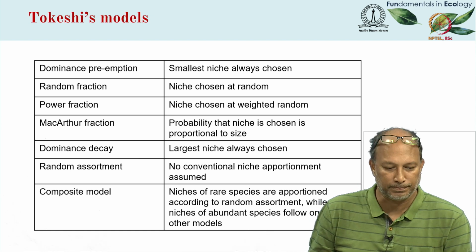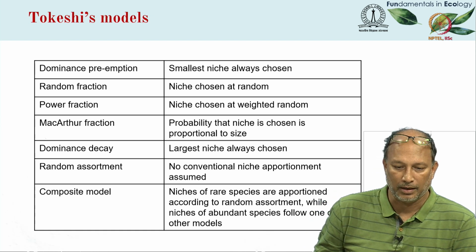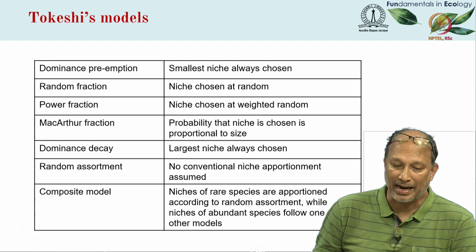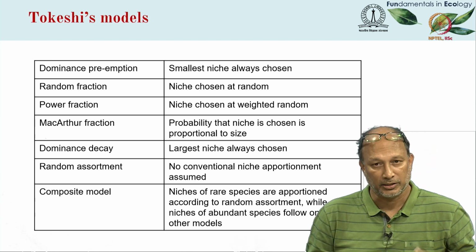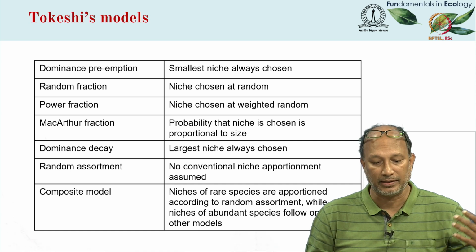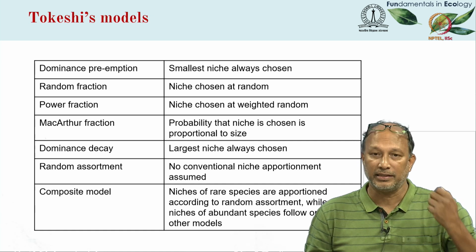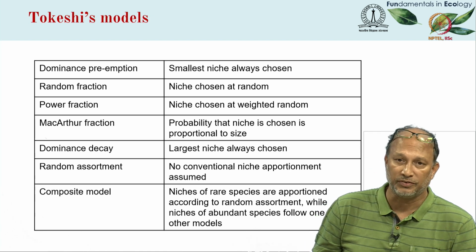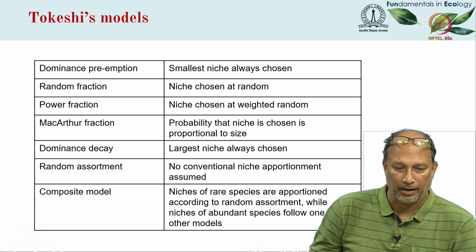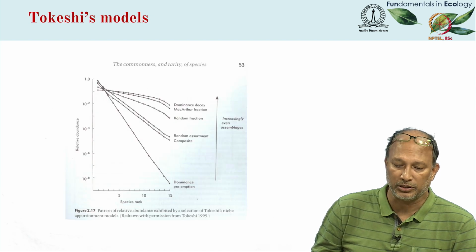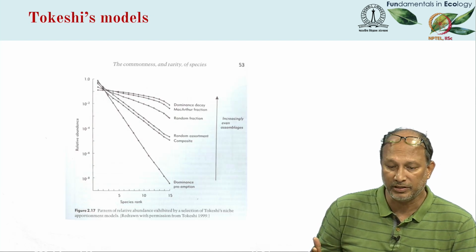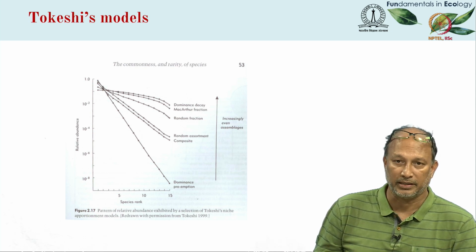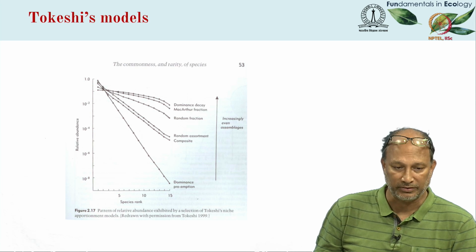So how are these models different from each other? In dominance preemption, the smallest niche is always chosen. In random, a niche is chosen at random. There's a power fraction where the niche is chosen at weighted random, and so on. So essentially, the way that the niche is selected is different in each of these models. And each of these produces models of different evenness, and you can go from dominance preemption, which is the least even, to dominance decay, which is the most even.